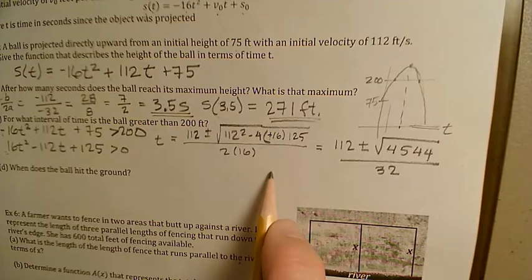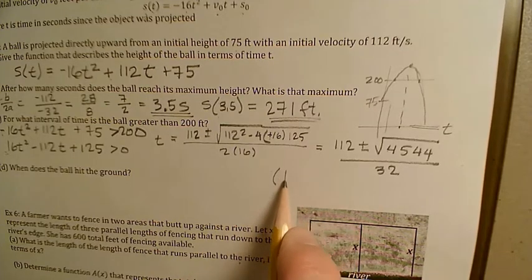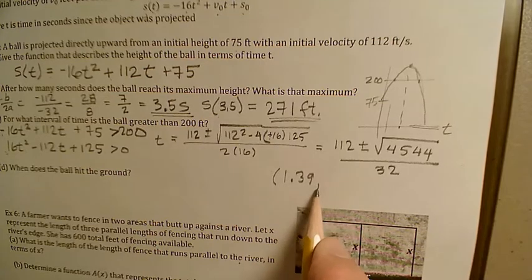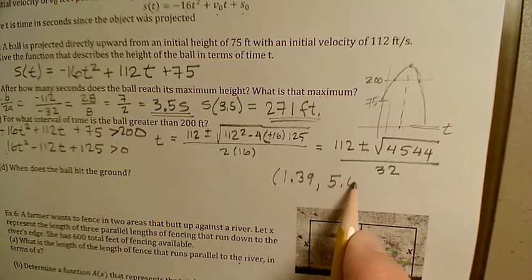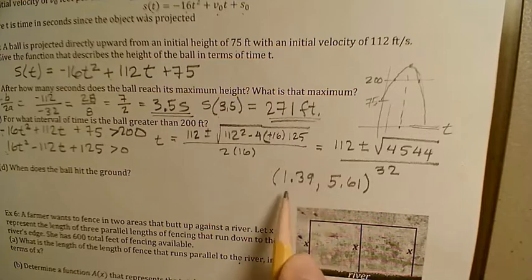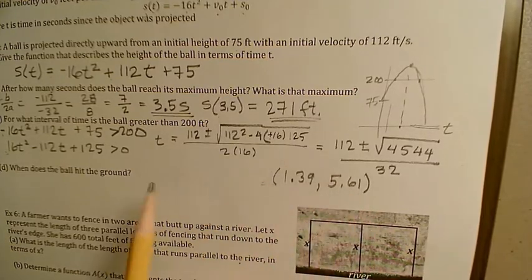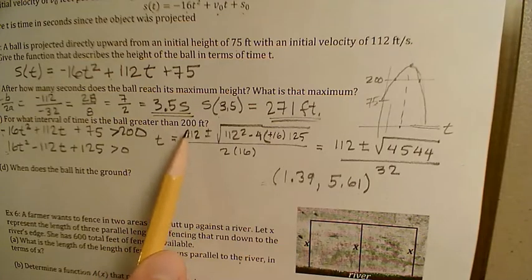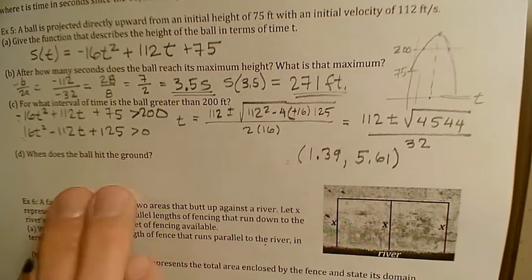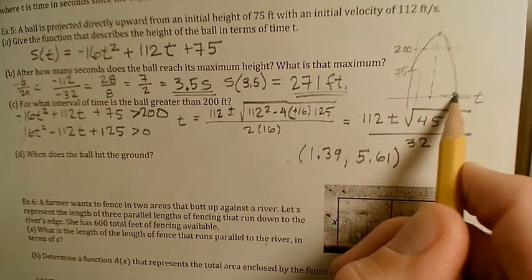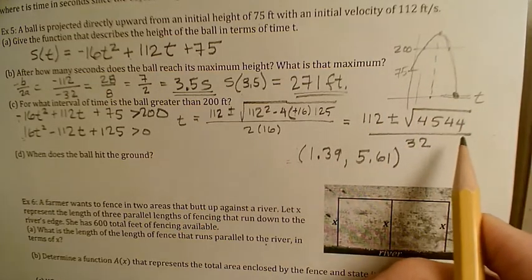And so what are those two values? We end up with something like, if we did a decimal approximation, 1.3 seconds and 5.61 seconds, leaving those as open parentheses, open brackets, because it just says greater than, not greater than or equal to. All right, and then when will the ball hit the ground? Well, that's this point over here. Right? It's hitting the ground at what time?